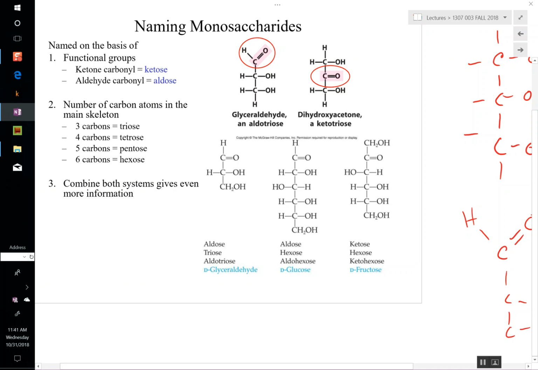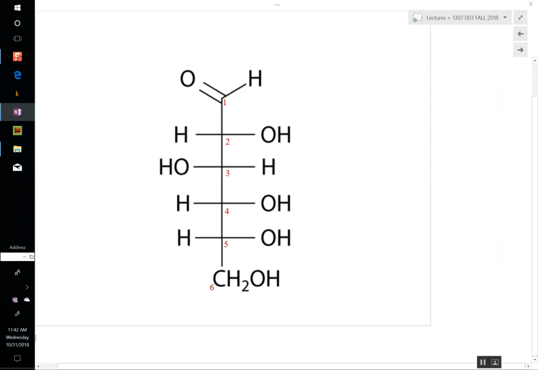Okay, now here's glucose. Here is fructose. 1, 2, 3, 4, 5, 6. So it's a hexose, but it's not an aldose. It's a ketose. So it's a ketohexose. And it is fructose. Where does that name come from? Fruit. Okay? It's in grapes. It comes from fruit. Fructose. That's glucose.